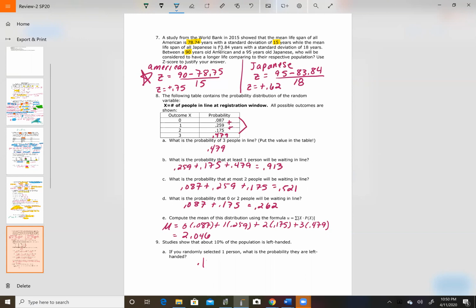And then it gives us the same information for the Japanese. It says that their average lifespan is 83.84. They have a standard deviation of 18 years, so a little bit wider spread. And it wants to know, if you have a 95-year-old Japanese person, how they compare to their respective populations. So would a 90-year-old American compare better or worse to their own countrymen than a Japanese person at 95?